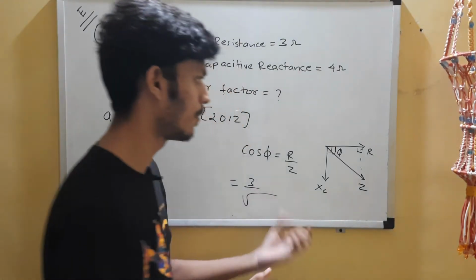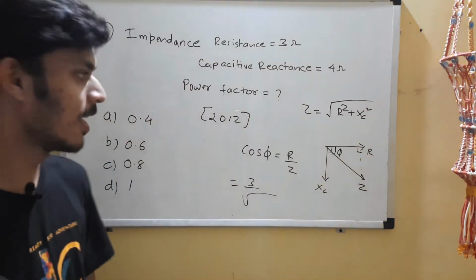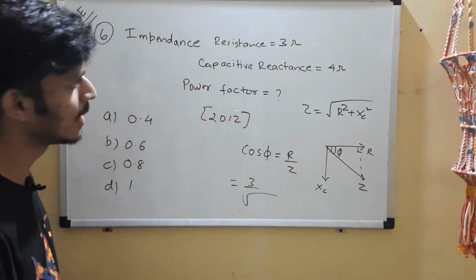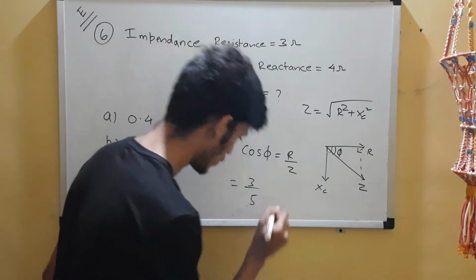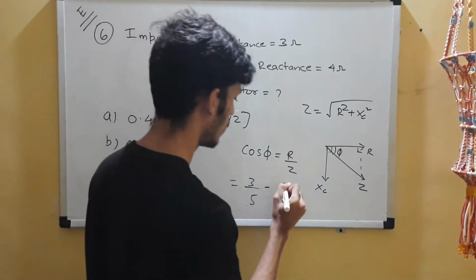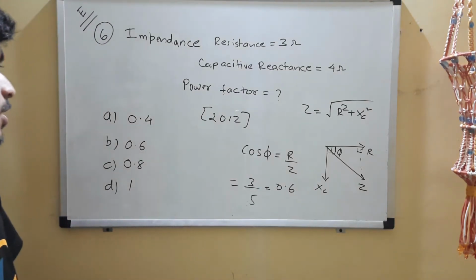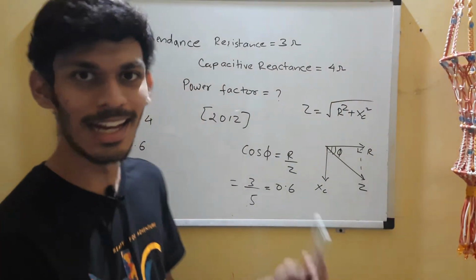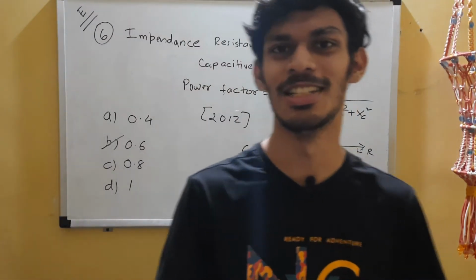So Z will be under root R square plus XC square. A square plus B square will give you C square. So 3 square plus 4 square, that is nothing but the Pythagoras triplet 3, 4, 5. So 3 square plus 4 square equal to 5 square. So 3 by 5 is nothing but 0.6. Multiply by 2, that will be 10, and 6 divided by 10 is 0.6. Option B, 0.6 is the correct choice over here. Remember, you cannot just directly add the impedance. So it's found out this way. Over to the next question.